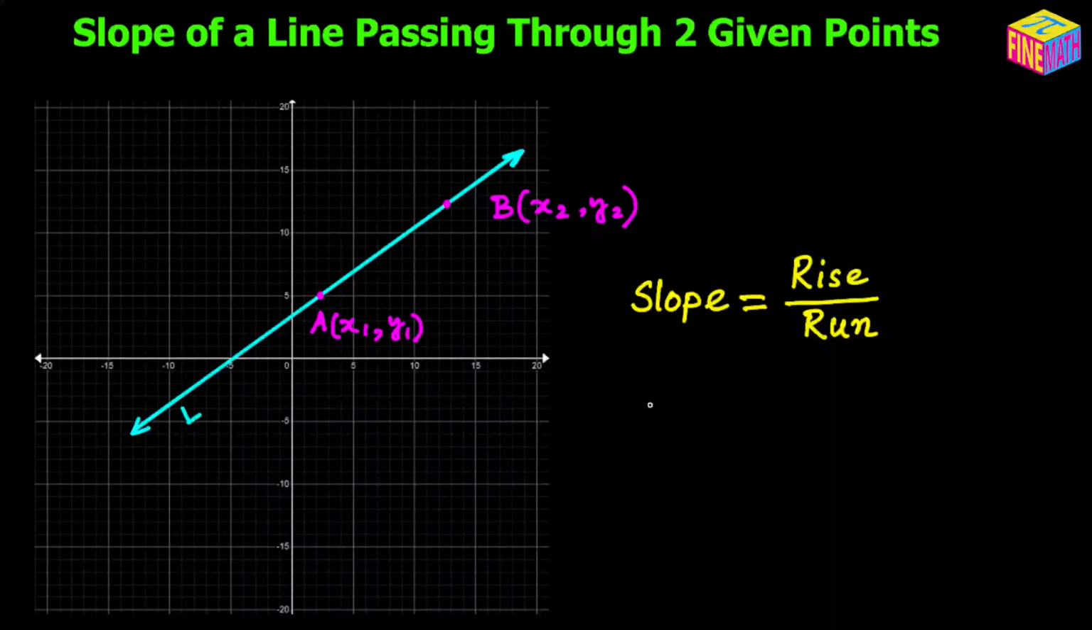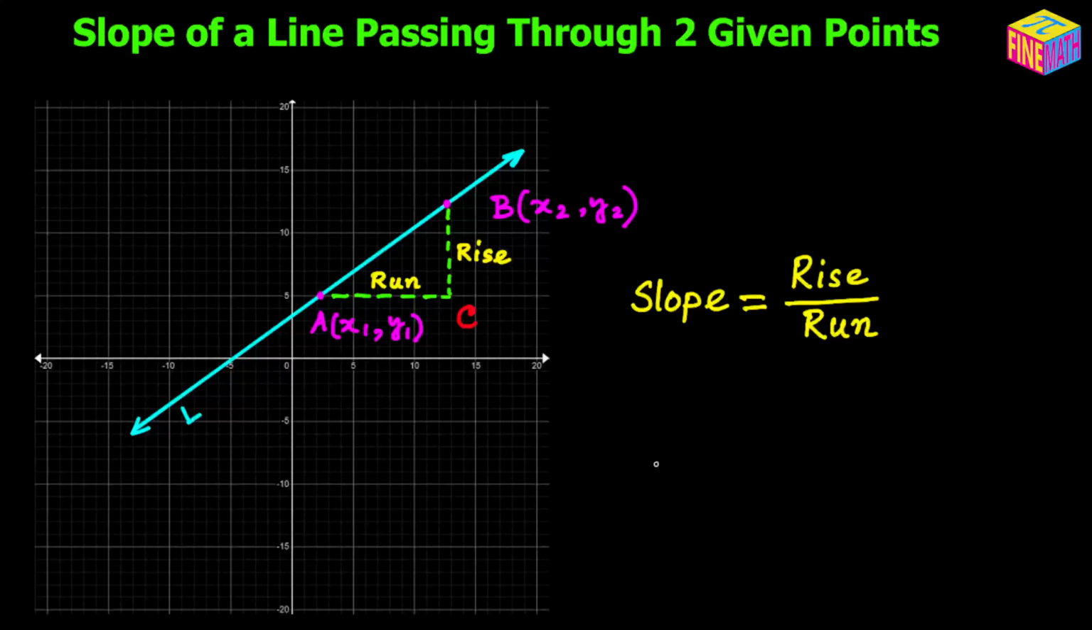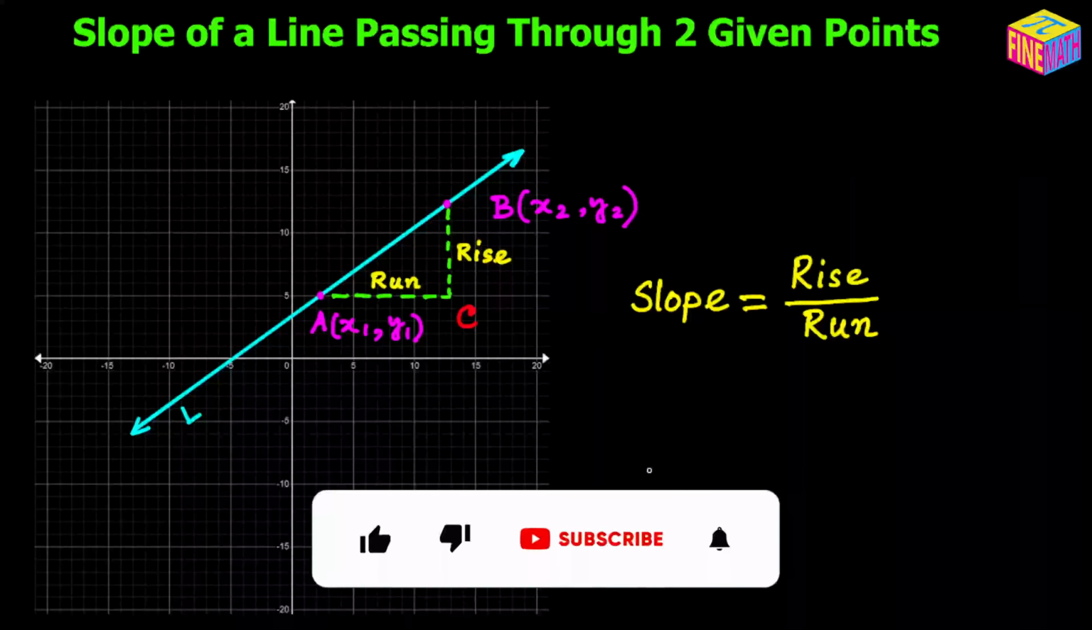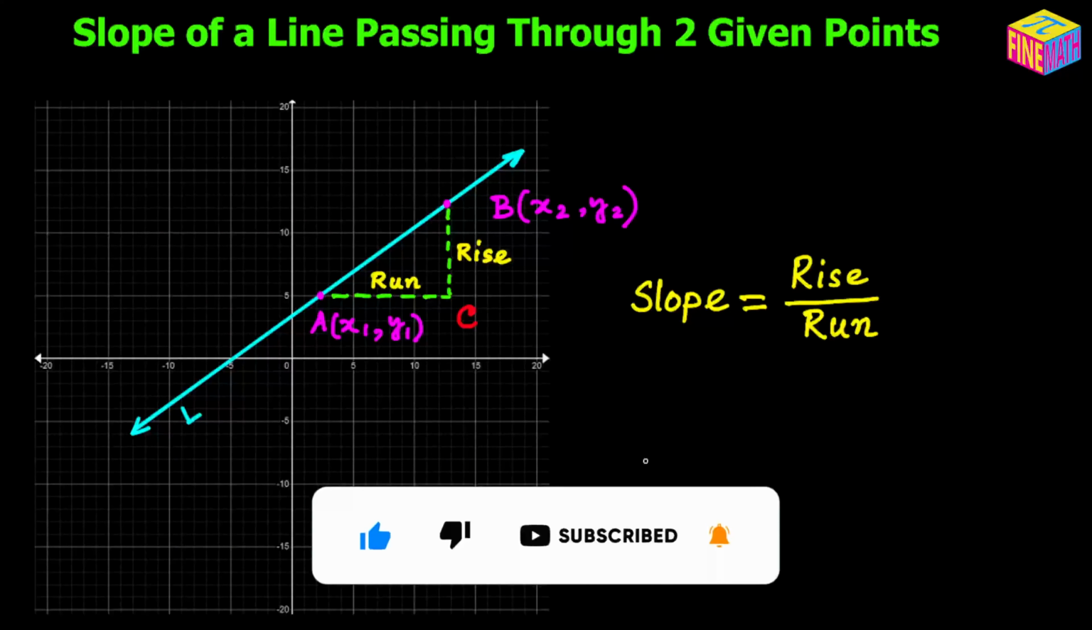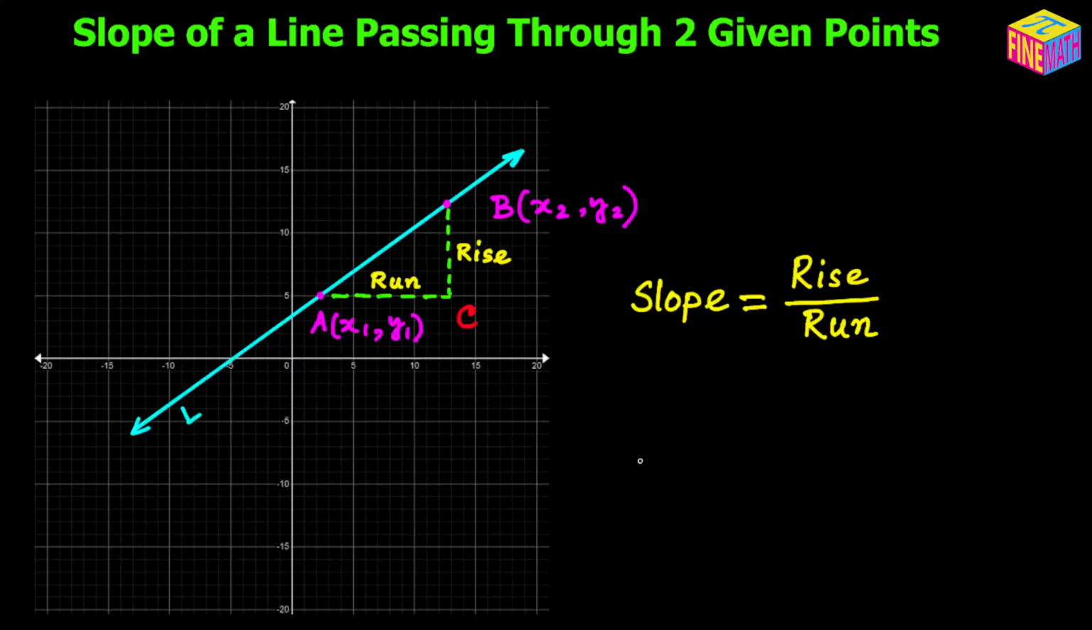So between these 2 points, if I draw a quick little triangle like this, so let me first draw the triangle. Here I have drawn a small triangle where the side AC is parallel to the x-axis and side CB or BC is parallel to the y-axis. So that means AC and CB are perpendicular to each other. So this is a right angle triangle. And the line segment AB is the hypotenuse of this right triangle. So now what is the rise?